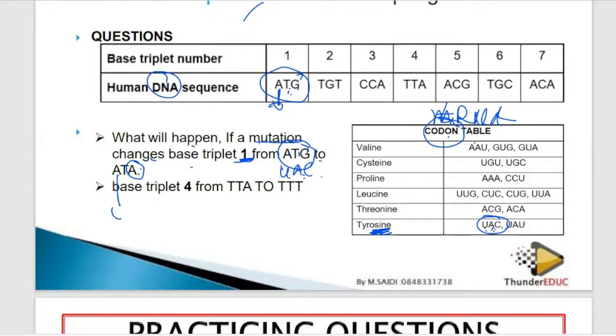Then what about this? Now I change it again. Also it's gonna be UAU. What does it mean? UAU is also tyrosine. So it means that a change from this to this will lead to UCA to UAU. That's the first mark. You converting this into codons, which will code for the same amino acid, tyrosine. Therefore, there will be no change in the protein. Why? Because it's the same amino acid which is being coded for.